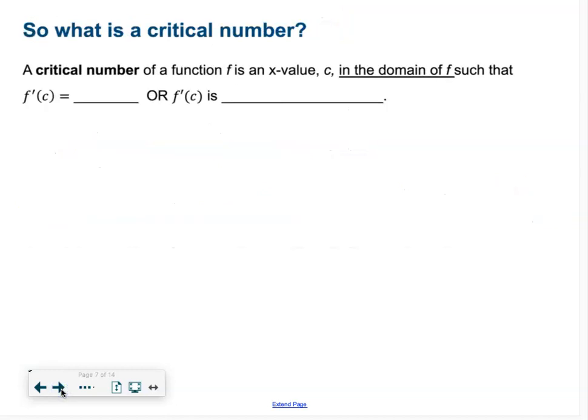All right, two more slides before we can actually start in with problems. We will do problems today. There is homework. But first we got to learn a few more things. We got to learn what a critical number is.